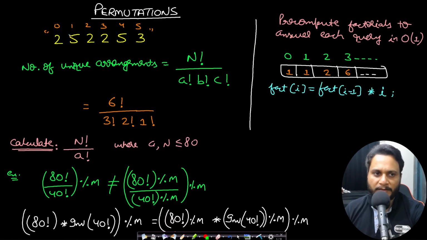So in this case, if I assume a 6-digit number, then you can find the number of unique arrangements by taking n factorial, where n is the length of this entire number, that is 6 here.